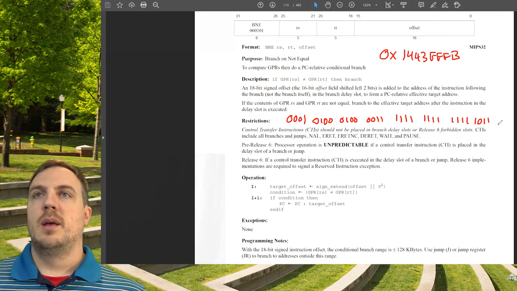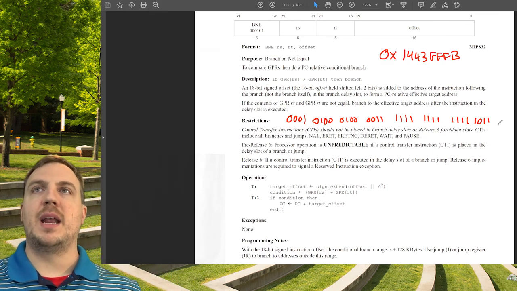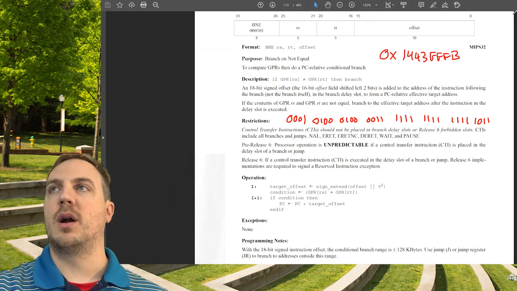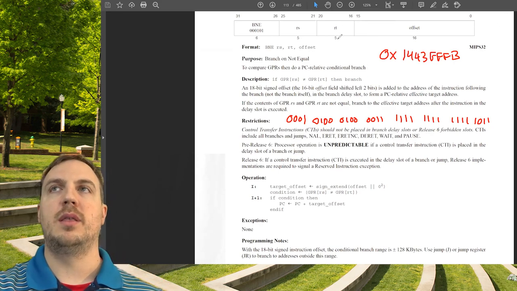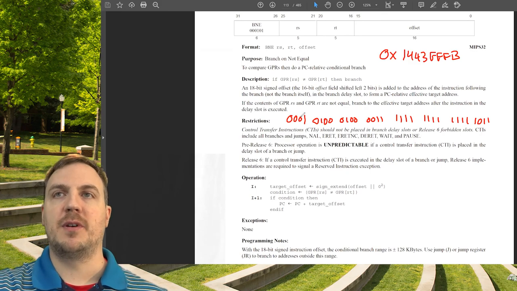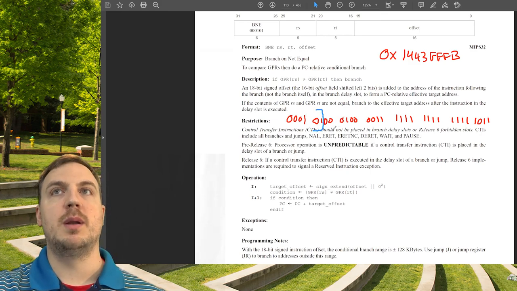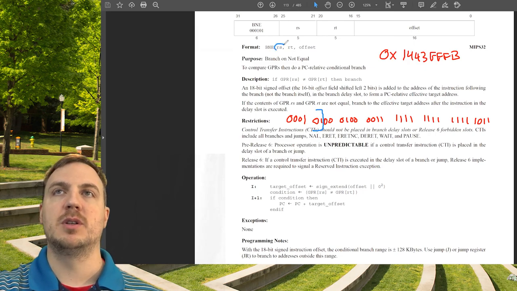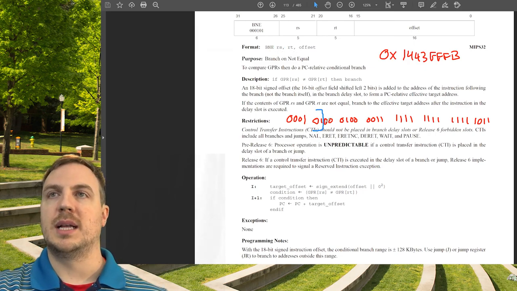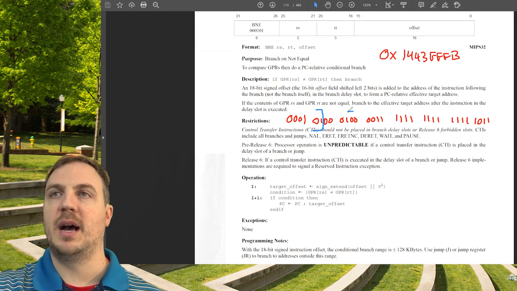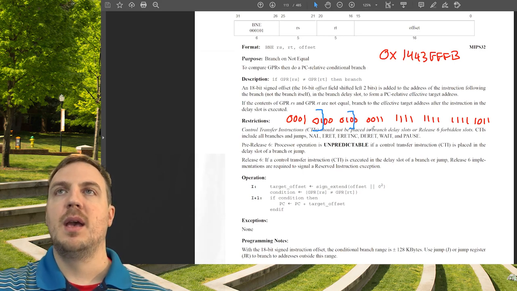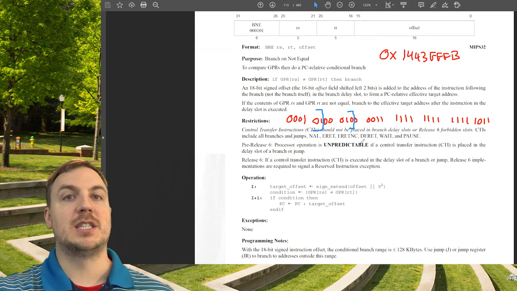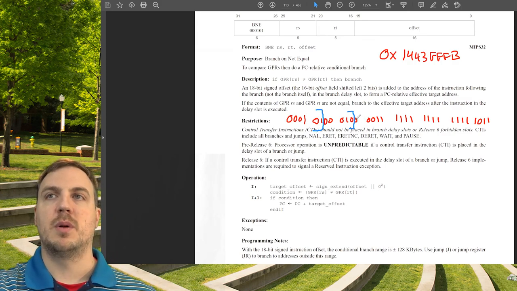So now what we need to do is find out what RS is, find out what RT is, and then decode the offset. So I'm going to skip the first 6 bits because that's our opcode. The next 5 bits is going to be RS. That's the leftmost register, as you can see here. So that's 1, 2, 3, 4, and 5. Okay, and then the next 5 bits is going to be RT. That's the right-hand operand register that we're going to compare. 1, 2, 3, 4, 5.